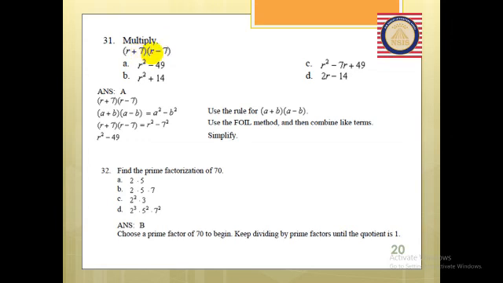7 times r, 7r, this is the means. R times negative 7, this is the extremes, negative 7r. So 7r and negative 7r will give you 0. So there's no middle term. So how can I get the first term? First times first, r times r is r power 2. And second times second, 7 times negative 7 is negative 49. So which is the answer? The answer here is A.